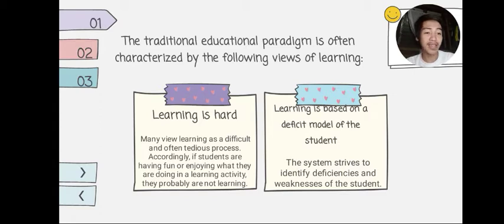Second, learning is based on a deficit model of the student. The system strives to identify deficiencies and weaknesses of the student, in contrast to the current system where students are focused on enhancing their strengths as well as reinforcing their weaknesses. In the traditional view, the lesson is focused only on teaching the students based on what they performed less. An example is that if a student doesn't know basic arithmetic, then the lesson is focused on teaching the student how to perform it.